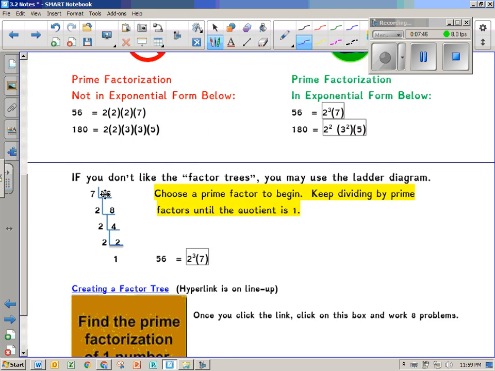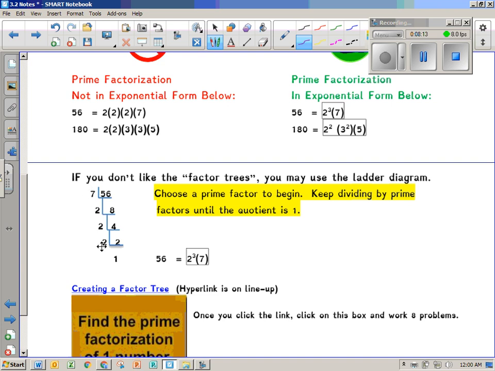But 7 goes into 56 and it's prime. So you divide 7 into 56, you get 8. Then you divide 2 into 8, you get 4. 2 into 4, you get 2. And you keep going, so you divide by 2 to get 1. You have to get a 1 down here. So it says choose a prime factor, keep dividing by prime factors until the quotient is 1.